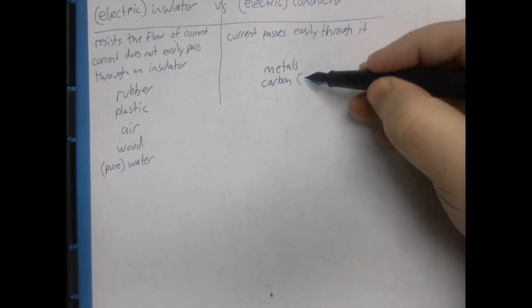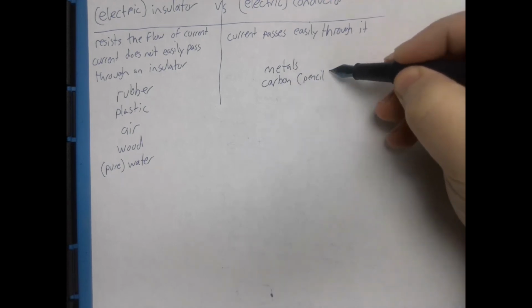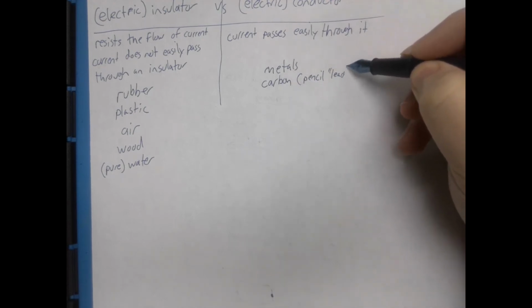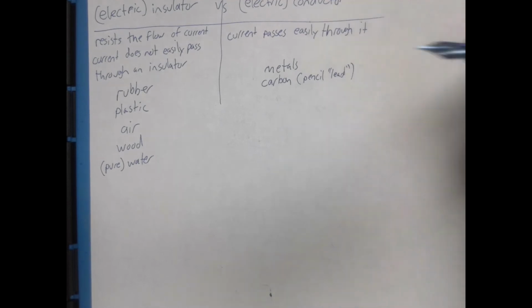Carbon, such as your pencil lead. That is made out of graphite. Graphite is a form of carbon. It's not really lead, it's actually graphite.